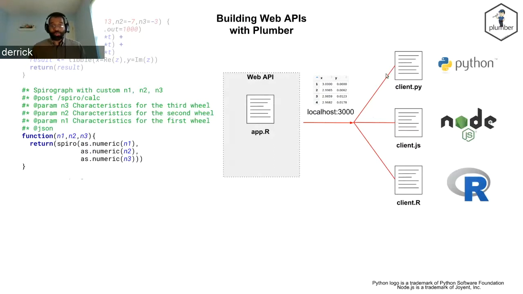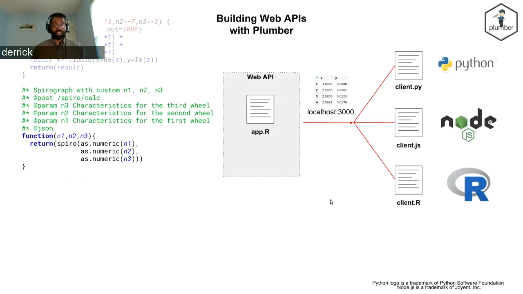So after somebody has made a request to that endpoint, we'll perform our calculations, and then we'll send them back the XY values that were calculated from our Spiro function. And this request can be made from any programming language. You could do it from Python, you could do it from Node, you could do it on a Bash command line using the curl program, or you could use some of the libraries, the httr library in R.